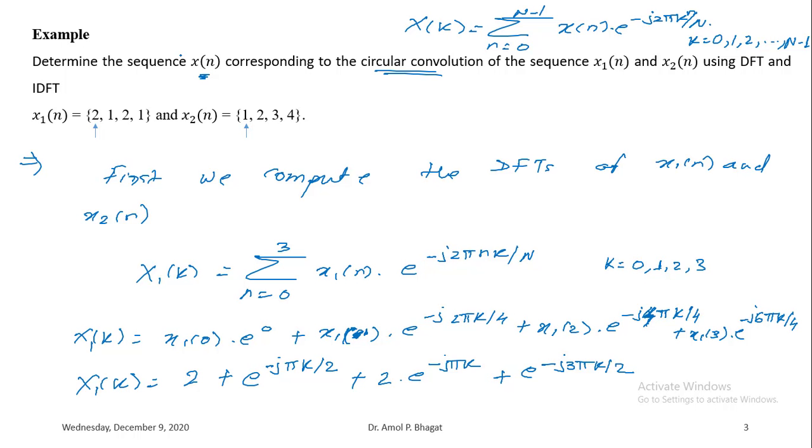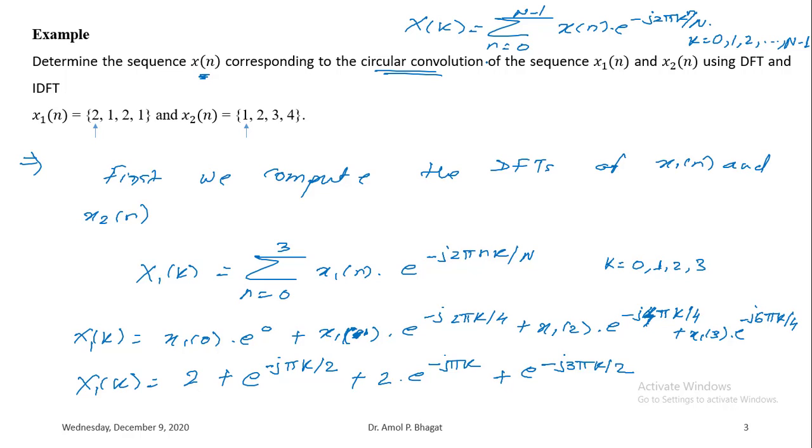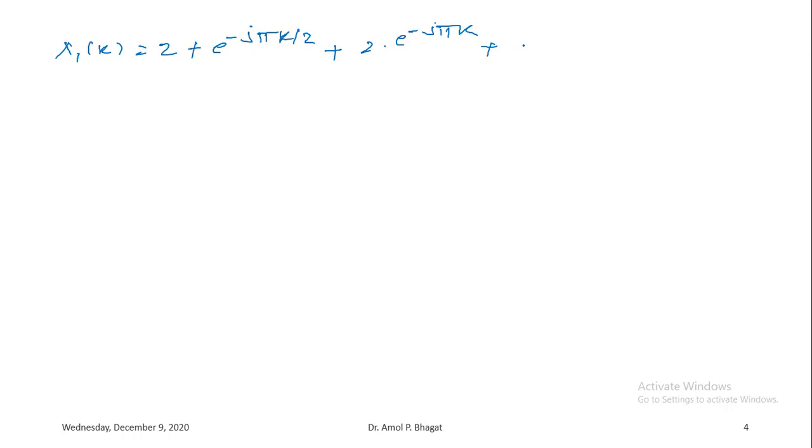So I'll just rewrite this equation here. X1 of k is equal to 2 plus e to the power minus j 2 pi k by 2, e to the power minus j pi k by 2, plus 2 into e to the power minus j pi k plus e to the power minus j 3 pi k by 2. Okay, so this equation we have.